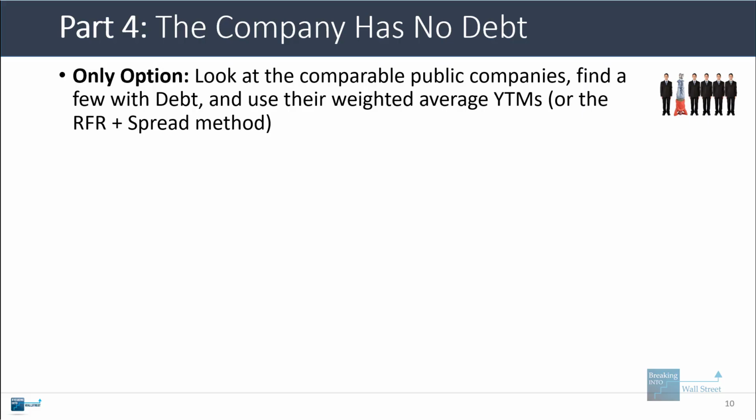Now, one final problem here is that the company you're analyzing might not have any debt. In this case, all you can really do is look at the comparable public companies, find a few with debt, and then take their weighted average yield to maturities, or maybe take the risk-free rate plus the credit default spread for each one if you want to save a bit of time.